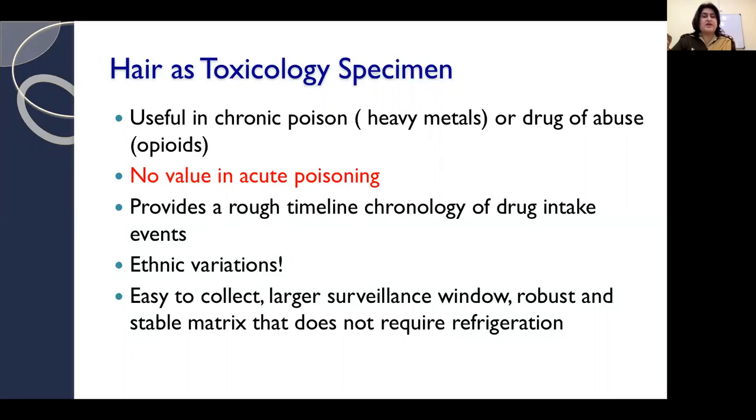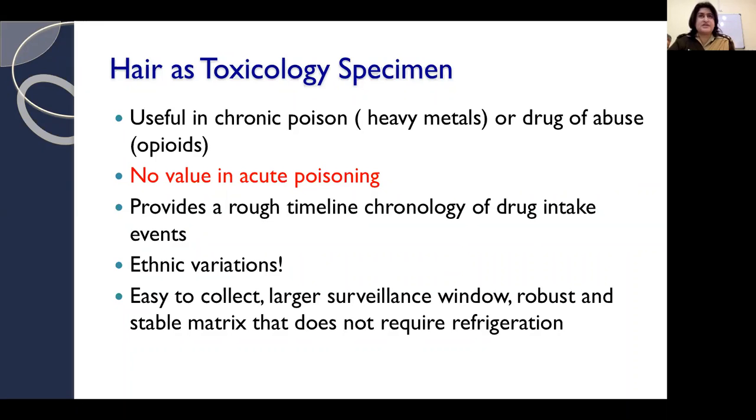Now, here is also a good toxicology specimen, but as I have highlighted, it has no value in acute poisoning. It is useful in chronic poisoning, for example, by heavy metals, or when we are interested in performing drugs of abuse, for example, opioids and cannabis. Since the chemicals which are present in the blood might be transferred to the hair and stored in the hair follicle, hair testing provides a rough timeline chronology of drug intake events.